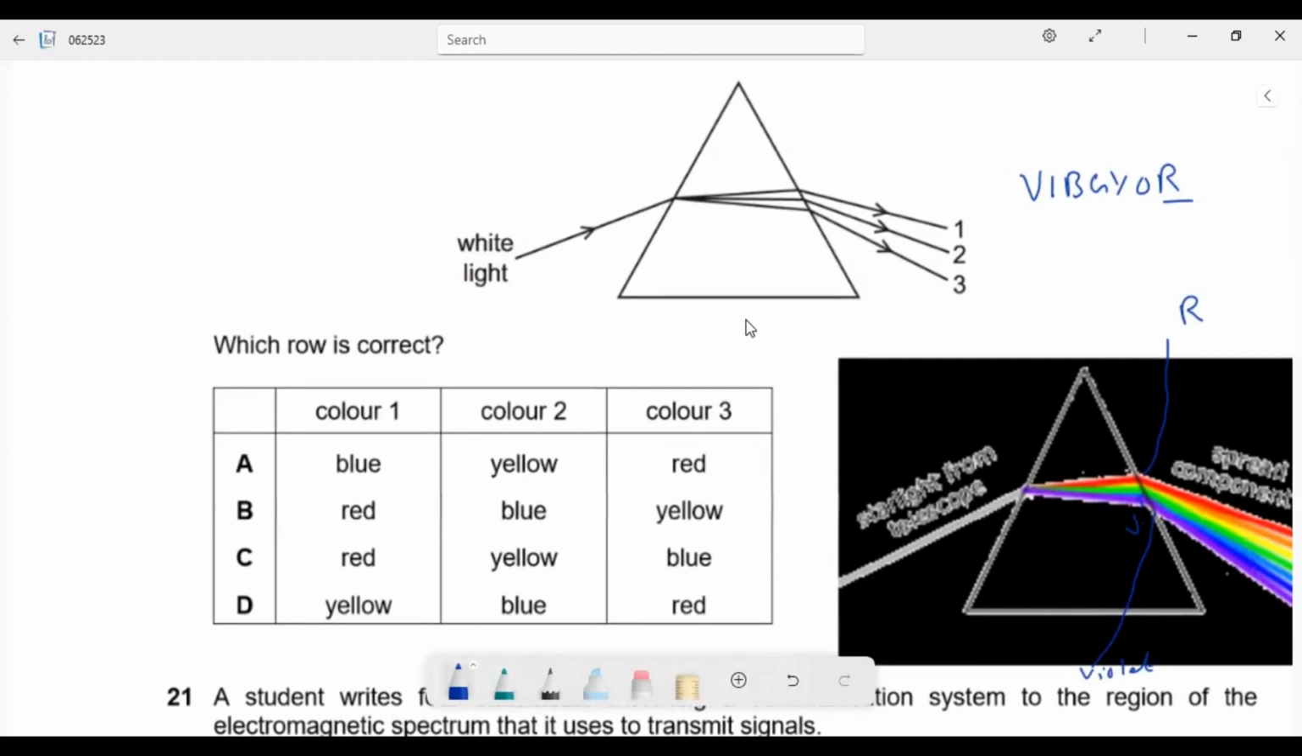So which row is correct? So this is 1. We are having 3 colors: red is there, yellow is there, blue is there. So red is least deviated. So 1 is red. Then yellow, blue. So next it will be yellow, and the last one will be blue. So the right choice is C.